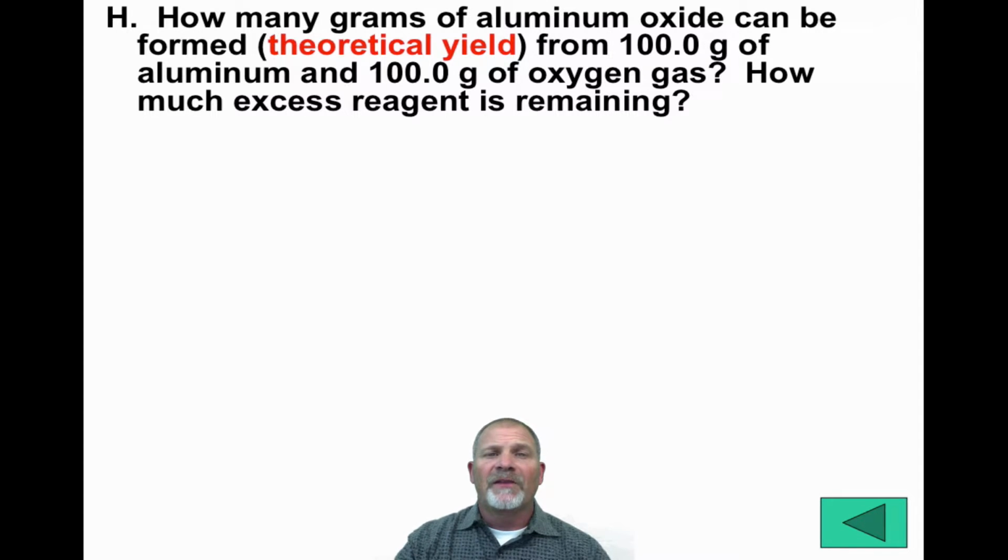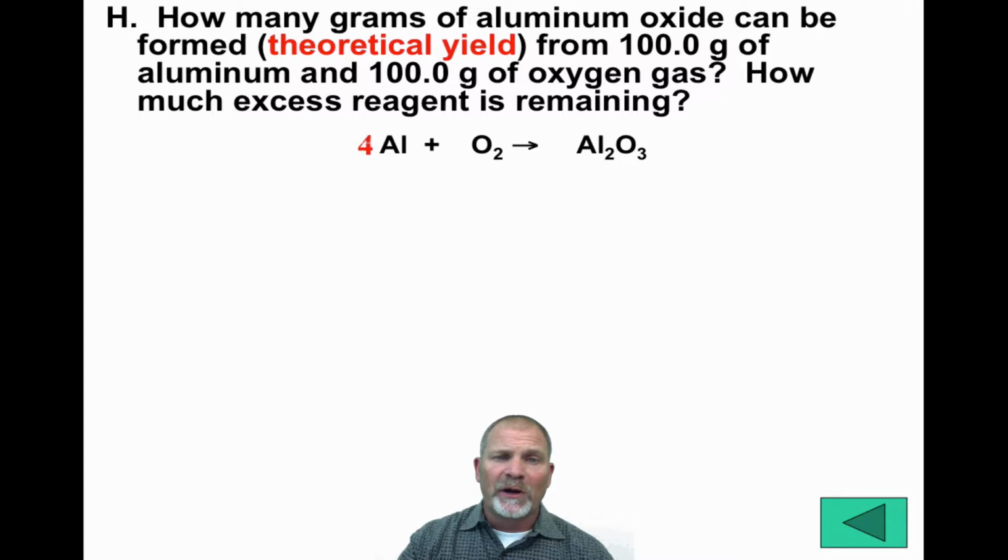Now we're dealing with another example of our stoichiometry problem, but in this situation, I give you values for both your reactants. So it reads, how many grams of aluminum oxide can be formed, excuse me, that's my theoretical yield, from 100 grams of aluminum and 100 grams of oxygen gas. So I have my balanced chemical equation, and I want to know how many grams of my aluminum oxide, that's my Al2O3, can be produced.